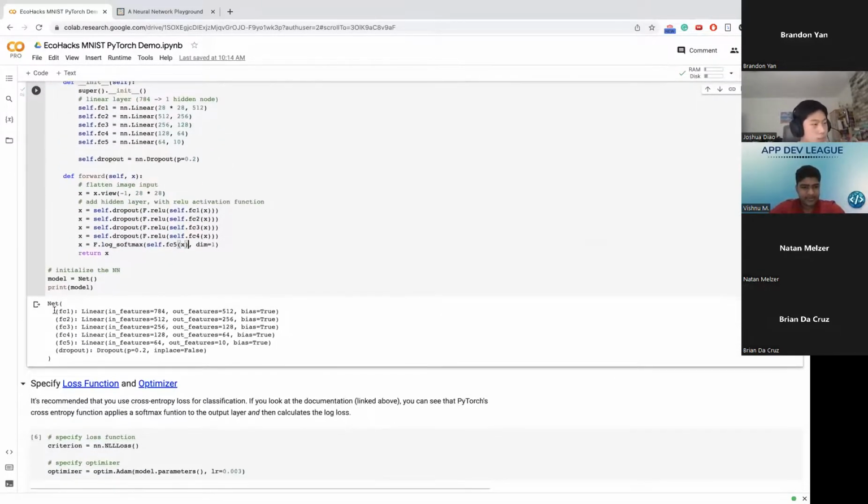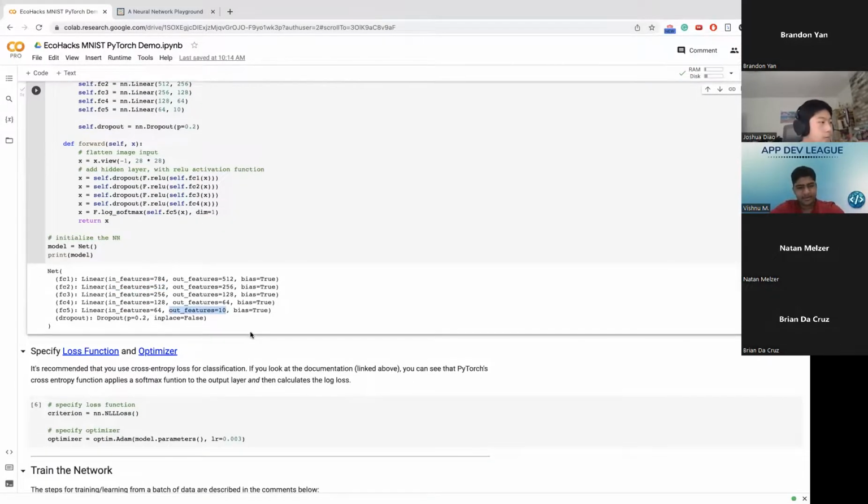So yeah, this is the neural network that we created. You can see it has 5 different layers. The first layer takes in 784 features and outputs 512. And then bias is true, which means that it does include biases. It's not just weights, so that makes it more accurate. The second one takes in 512, outputs 256, and so on down here until the last one outputs 10.